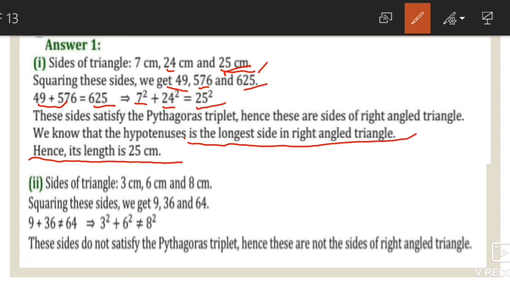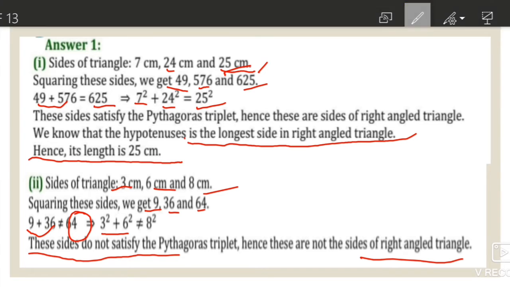Similarly, part number 2, the sides are given as 3, 6 and 8. If you square 3, 6 and 8, you will get 9, 36 and 64. If you add 9 and 36, you will not get 64. That is, 3 square plus 6 square is not equal to 8 square. So these sides do not satisfy the Pythagoras triplet, hence this is not the sides of a right angle triangle.